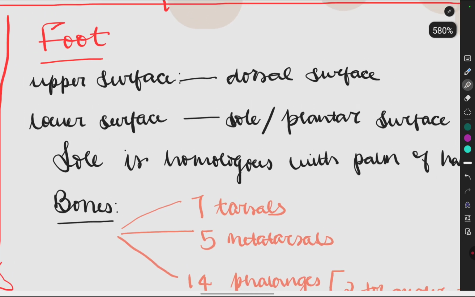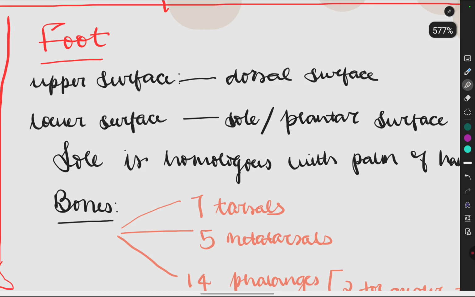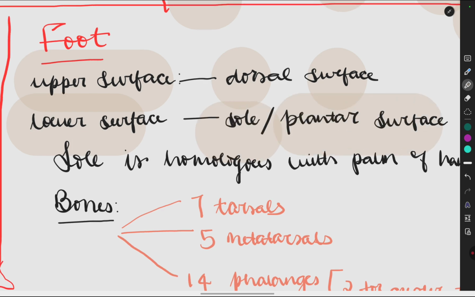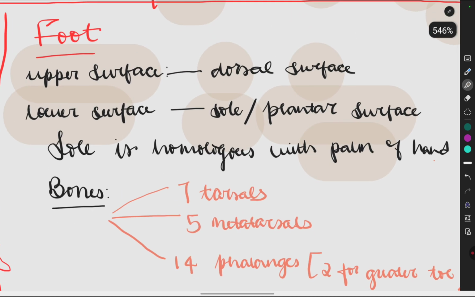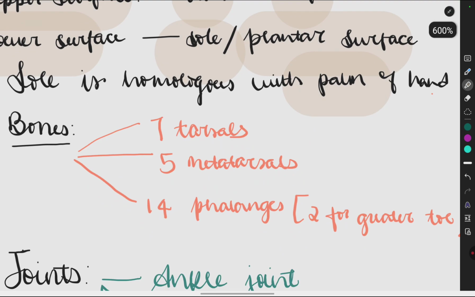Now coming to the foot. The upper surface is the dorsal surface. It is kind of complex because in the upper limb it was easier, but the upper surface of the foot is the dorsal surface, and the lower surface of the foot is called the sole or the plantar surface. The sole is homologous with the palm of the hand. The bones that the foot contains are 7 tarsals, 5 metatarsals and 14 phalanges.